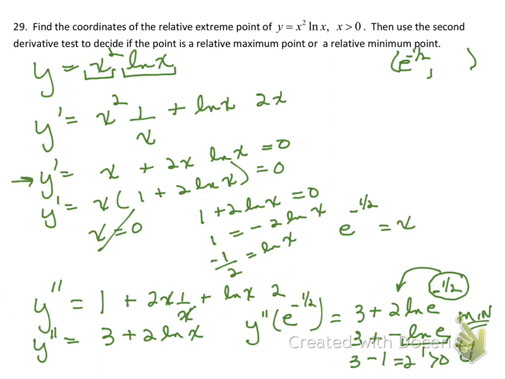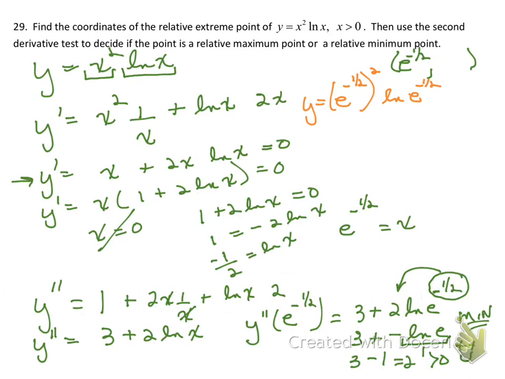Now let me just change color so we can see a little bit clearer. Okay, so now I need to get that y value. So go back up to your original function. So y equaled x squared. So that's e to the negative 1/2 raised to the second power times the natural log of e to the negative 1/2. Okay, so what is that?